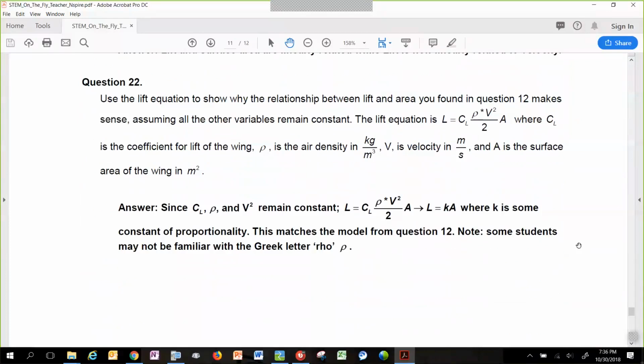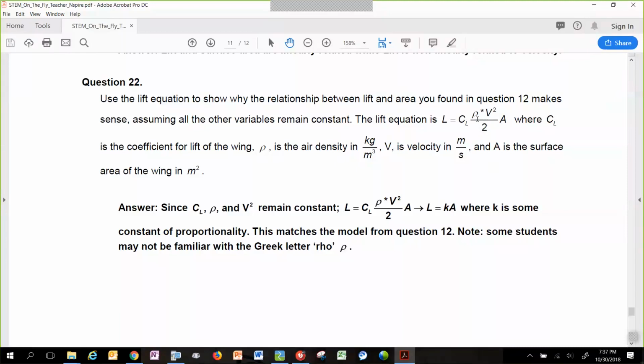What we're going to ask students to do in this case is look at that equation, and holding everything else constant, explain why lift and surface area are linearly related. If we look at all of these pieces, velocity we hold constant, rho is constant, the coefficient of lift is constant. So all of this can be brought down into some K, some constant of proportionality, and then we see that lift and surface area are proportionally related, which means they're linearly related.